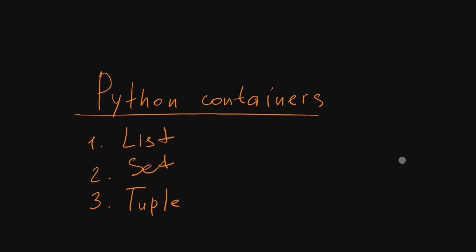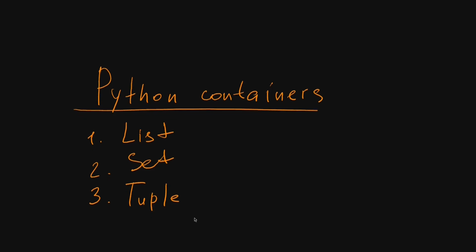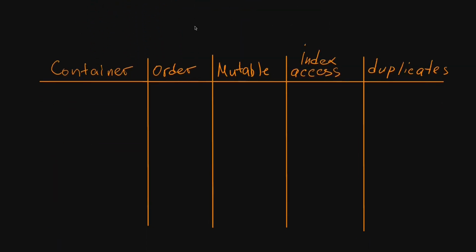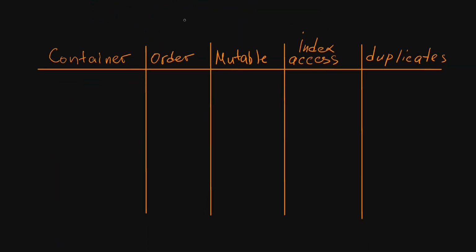Today you will learn what makes each one different, and which one to reach for so your code stays clean and doesn't surprise you. Let's dive in. We are going to compare all three containers across four things: are they ordered, can you change them, how do you access their items, and do they allow duplicates. Once you know the answers, choosing the right container becomes obvious.